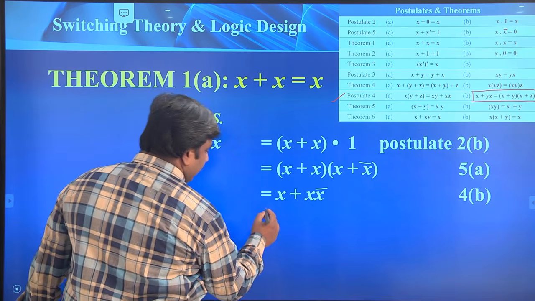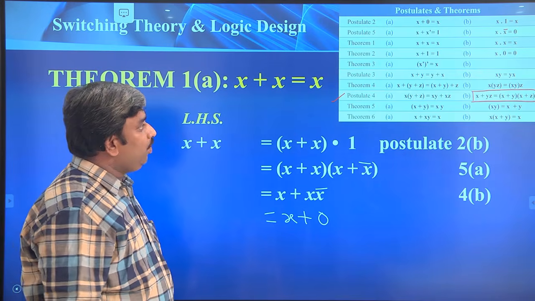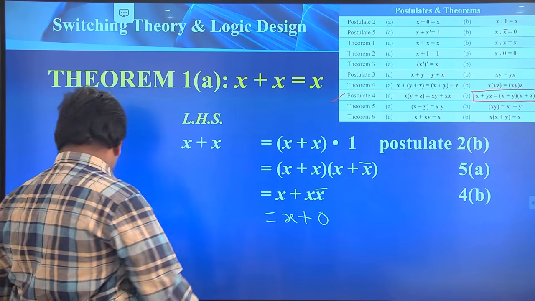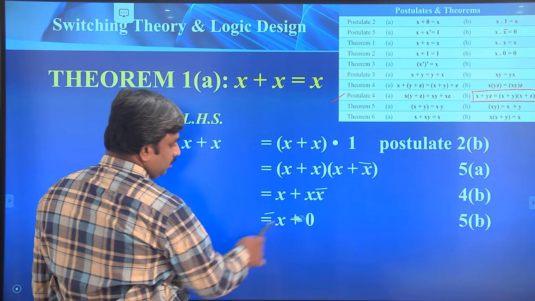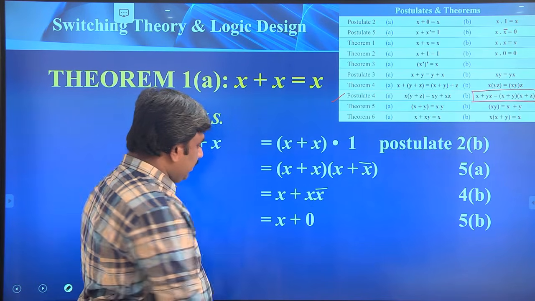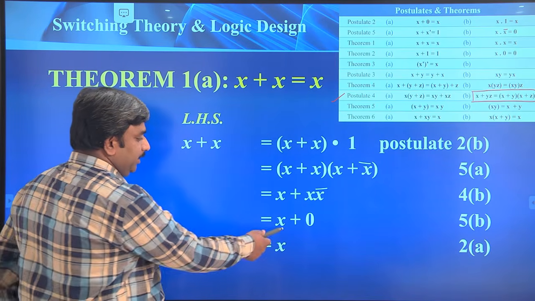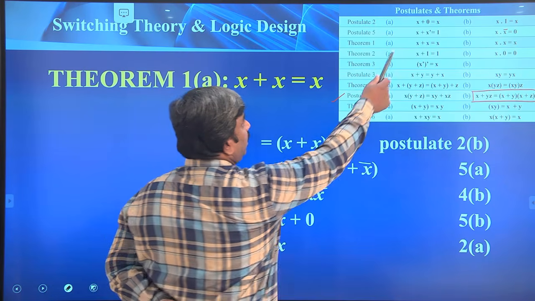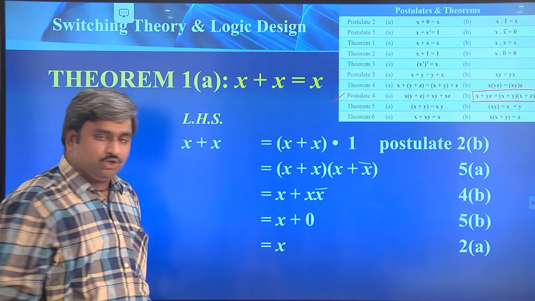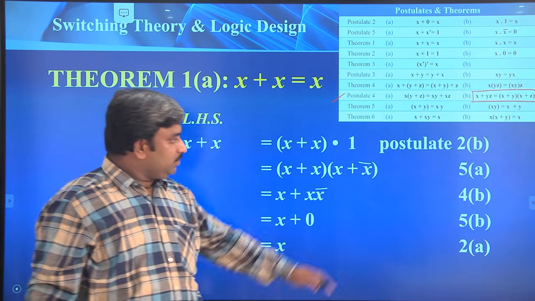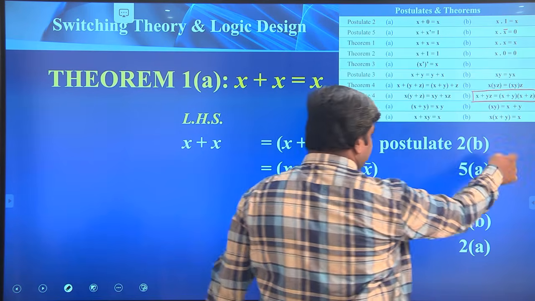Now you can write x plus 0, from the 5b, right? So that is our next step. So x plus 0, that is from equation 5b. Next coming to here, x plus 0 is equal to x from 2a. In the place of 2a, check here, x plus 0 is equal to x. X plus 0 is equal to x, that is from 2a. So see here, this left side, coming to this right side.